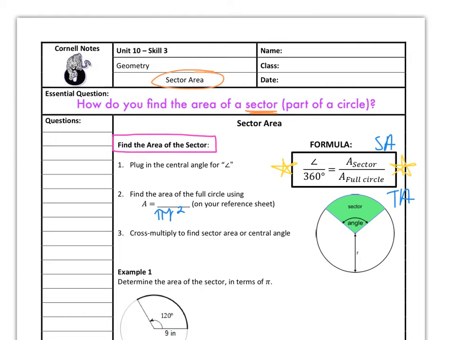And then you simply cross multiply to find the sector area or find the central angle, depending on what you're looking for. So the idea behind this formula is that whatever ratio the angle is in to 360 is the same ratio that the area is in compared to the entire area. So if that didn't make too much sense, we're going to show you how it works in these first couple examples. Let's take a look at what we got here.